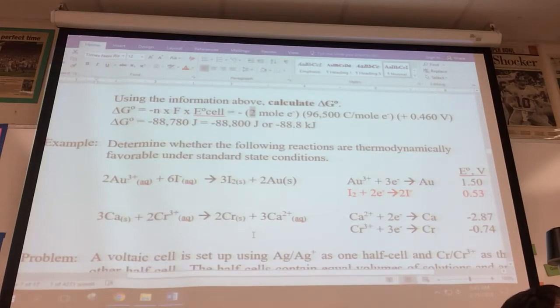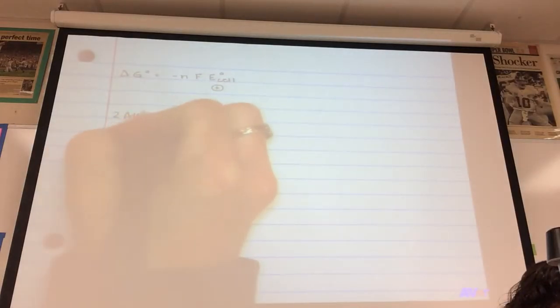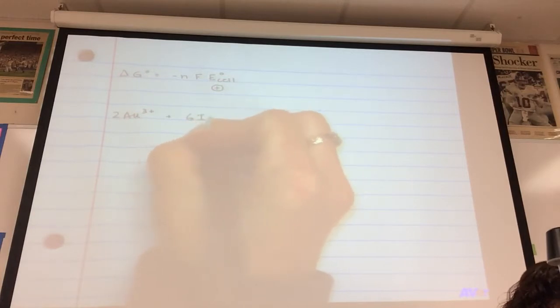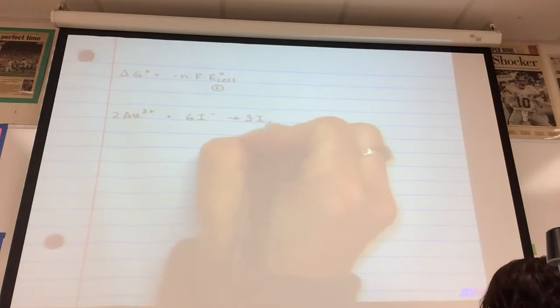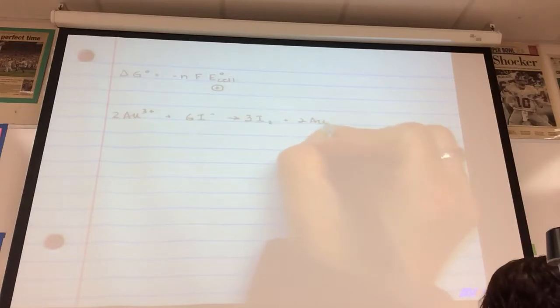Determine whether the following reactions are thermodynamically favorable under standard conditions. I'm going to work the first one with you. You're going to work the second. So what is provided here is a balanced equation that I am going to write down for you. You have 2 gold 3 ions reacting with 6 moles of iodide ion to generate 3 moles of iodine and 2 moles of gold.